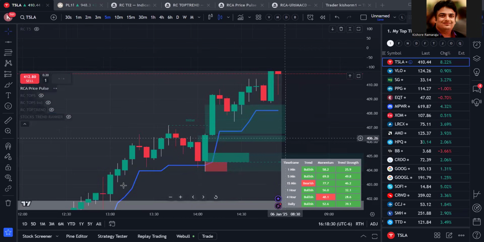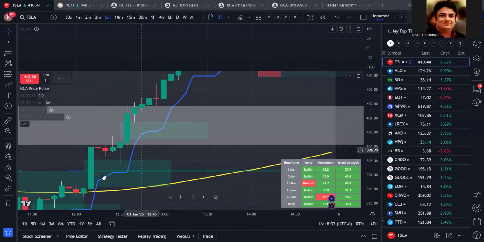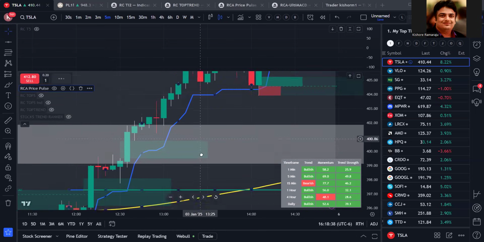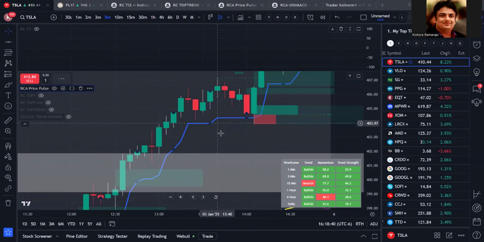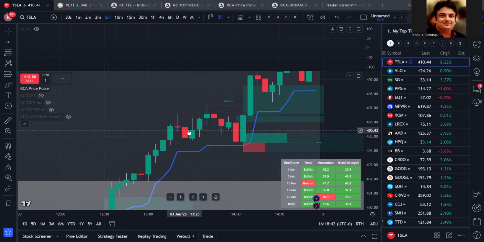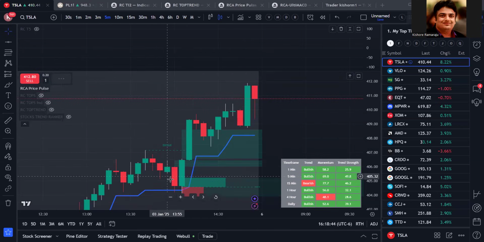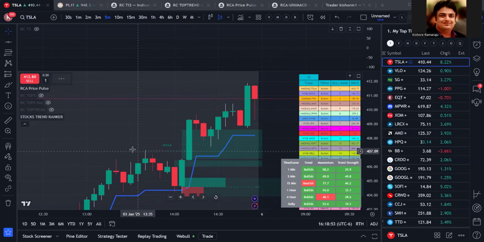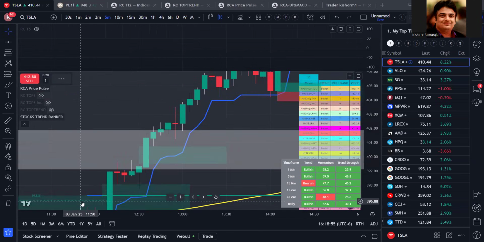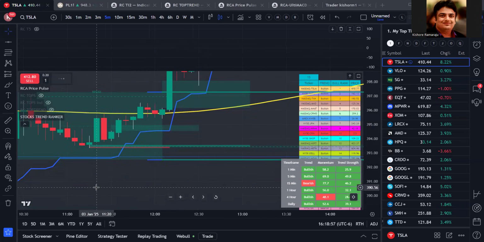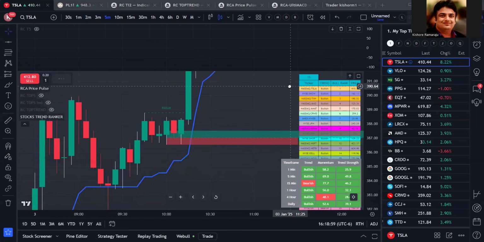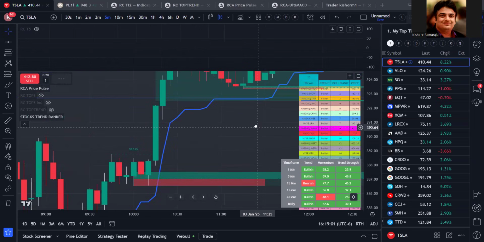Always there will be some pullbacks, right? Stock went up, so small red candle, you got a green candle. You got a red candle, green candle. You got a red candle, you got a green candle. So when your trend ranker is telling that Tesla is bullish, you might have missed the initial entry when it started moving up. But you don't need to miss the entire opportunity.